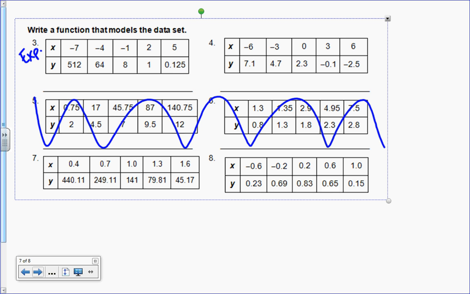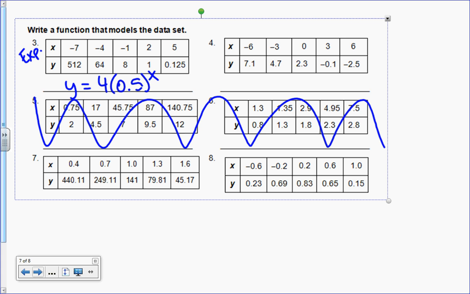Okay, so I'm going to go stat, enter, clear my L1 and L2, and plug in the data. Negative 7, negative 4, negative 1, 2, 5. 512, 64, 8, 1, 0.125. Okay? And I'm going to go stat over to calc, and I know this is exponential, so go down to 0, exponential, down to calculate, hit enter. And my A value is exactly 4. My B value is exactly 0.5 to the power of x. And if you look at the r squared there, it's exactly 1. So this data fits exactly on an exponential.